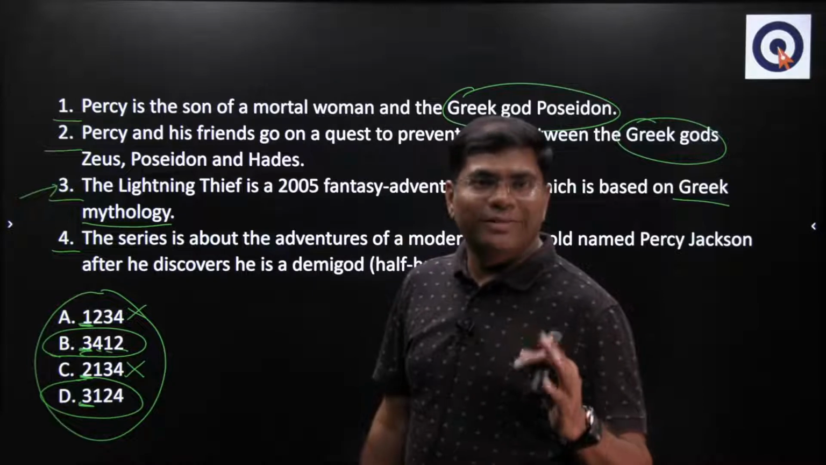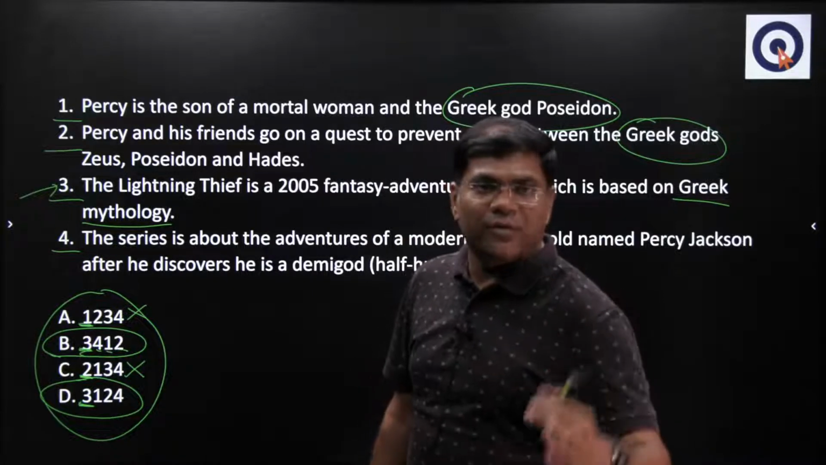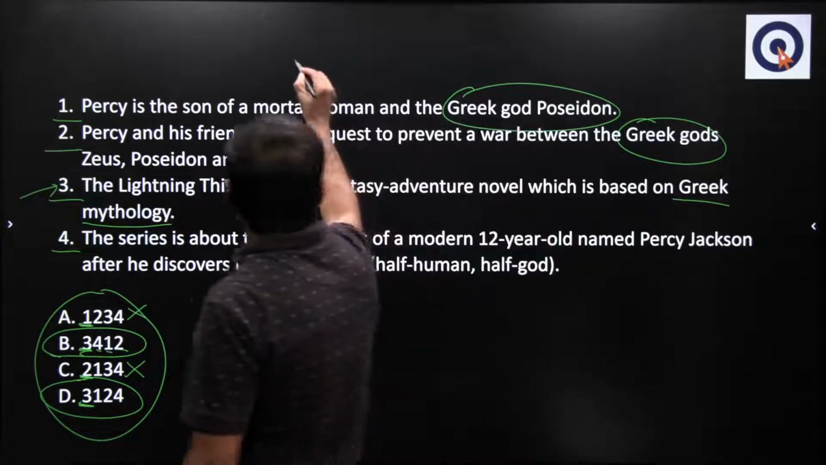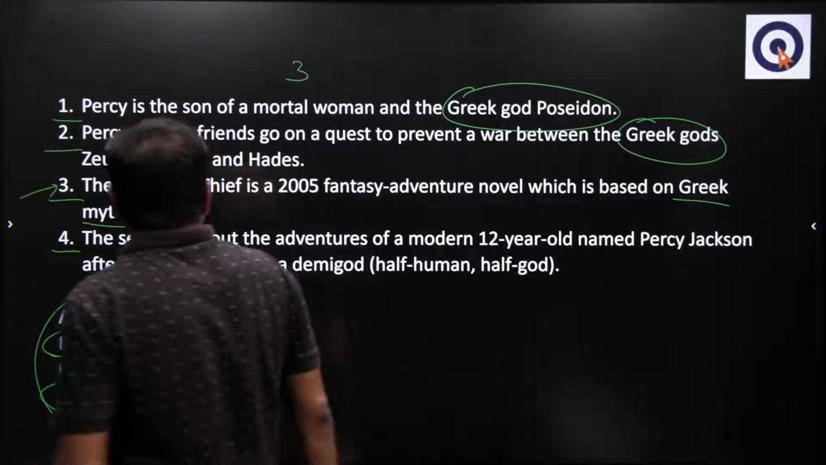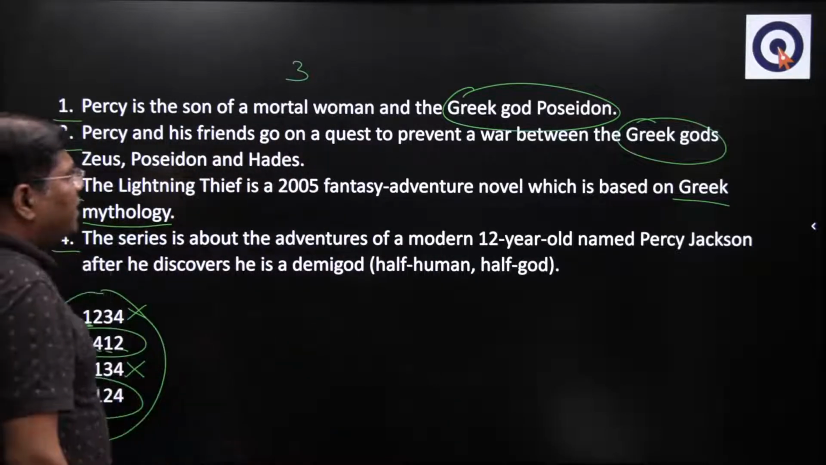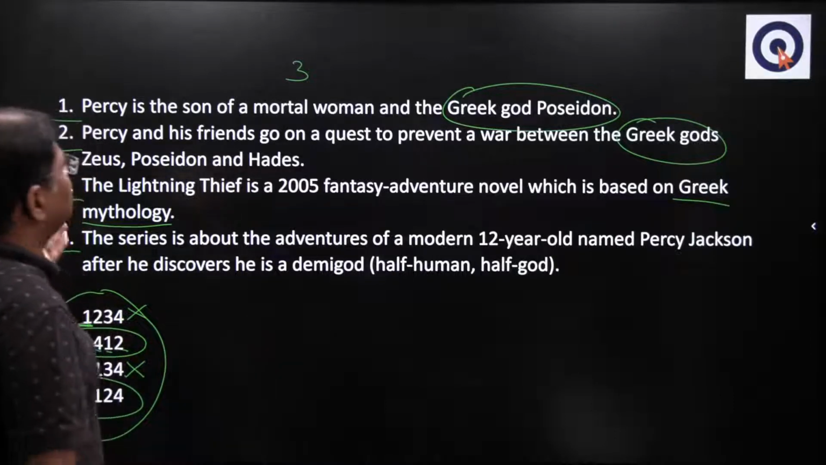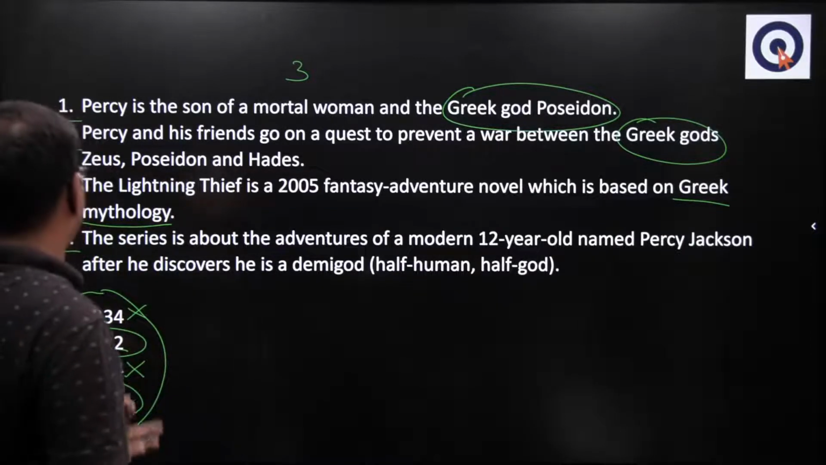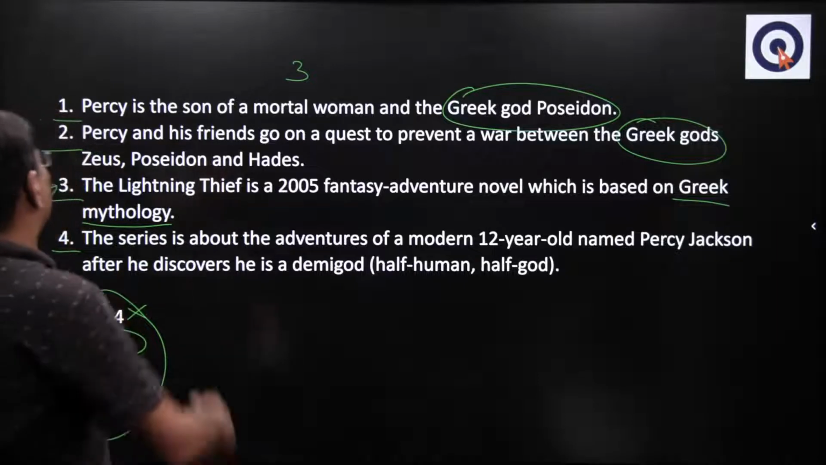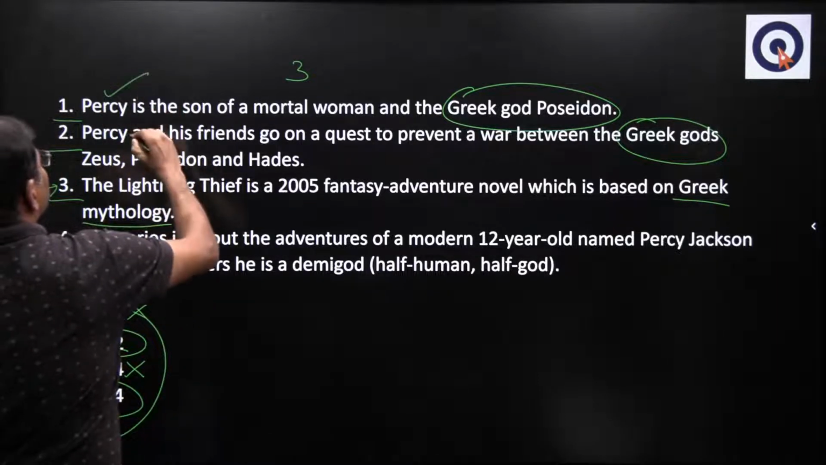That is basically going to lead you to the right answer. From 3, if you look at 3, it says The Lightning Thief is a 2005 fantasy adventure novel which is based on Greek mythology. And then you say Percy is the son of a mortal woman and the Greek god Poseidon. Percy and his friends go on a quest. So you say who is Percy, and here you say what is Percy doing.